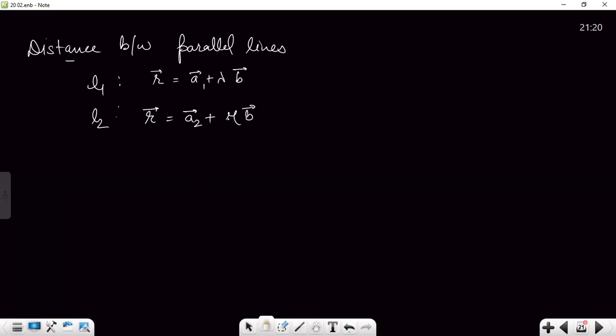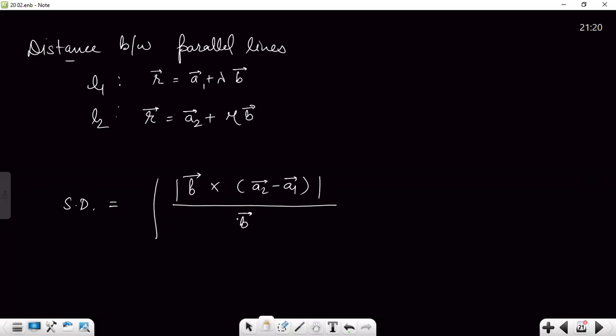We have same direction. Just scalars are different. So these are the equation of two parallel lines. So the shortest distance will be given by B vector cross A2 vector minus A1 vector, its magnitude, divided by B vector's magnitude.